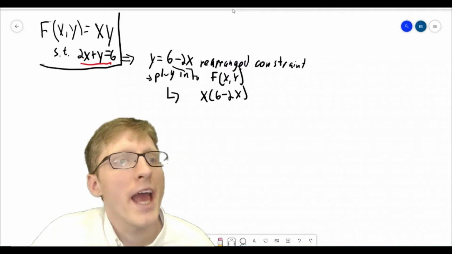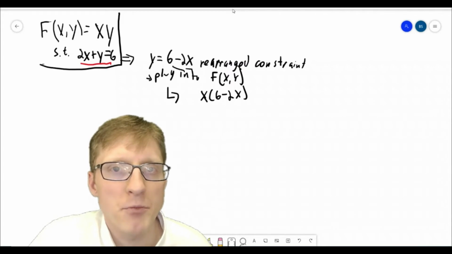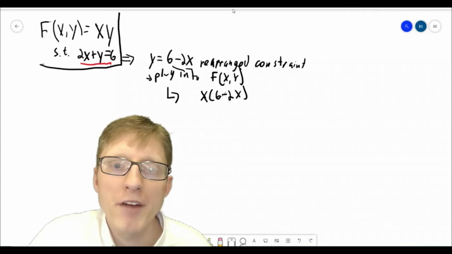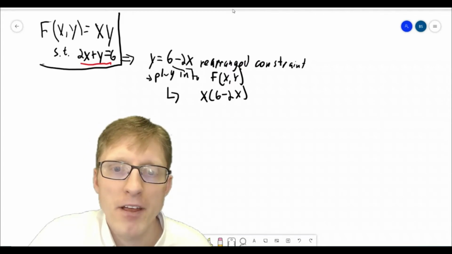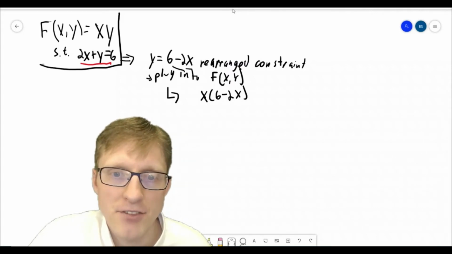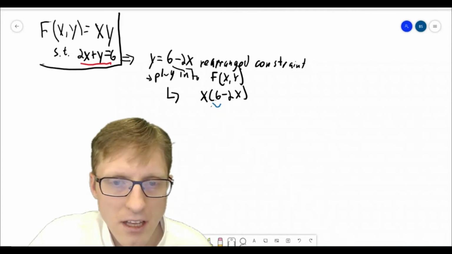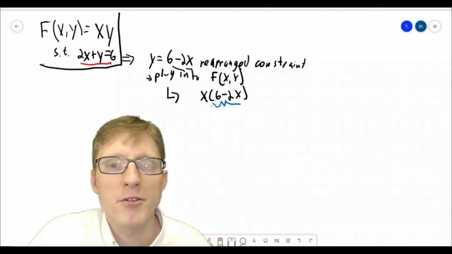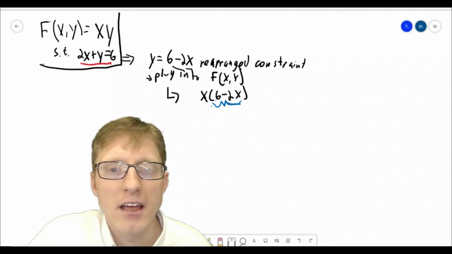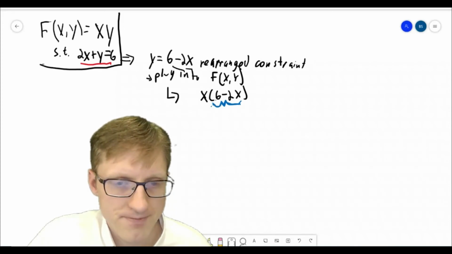Now we have this thing that we're trying to maximize or minimize written in terms of one variable x, and we've plugged in for y, assuming that the constraint is exactly satisfied. So this part right here, I should be clear, is the amount of y that satisfies the constraint conditional on x.